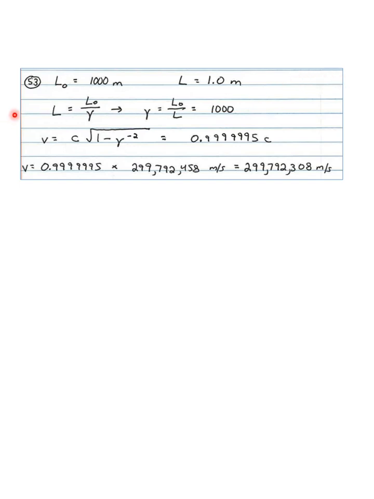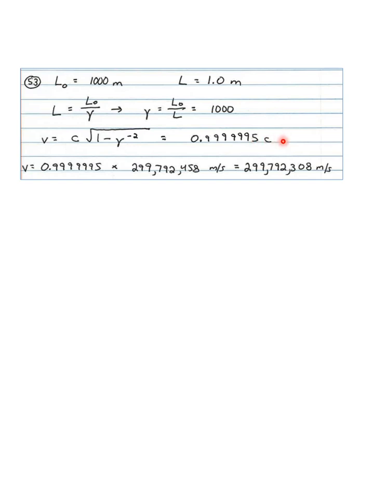Well, length equals proper length divided by gamma. So gamma is proper length divided by length, and so we get a factor of 1,000. That's going to be very, very close to the speed of light. We can then use the derivation that we've done in the previous two problems and find that the speed is 0.9999995 times the speed of light.